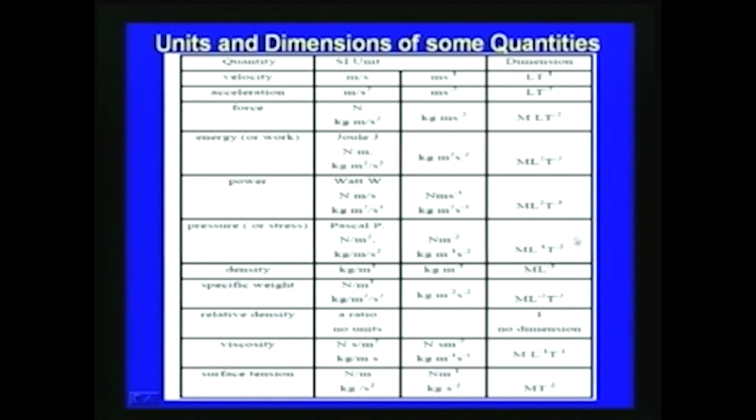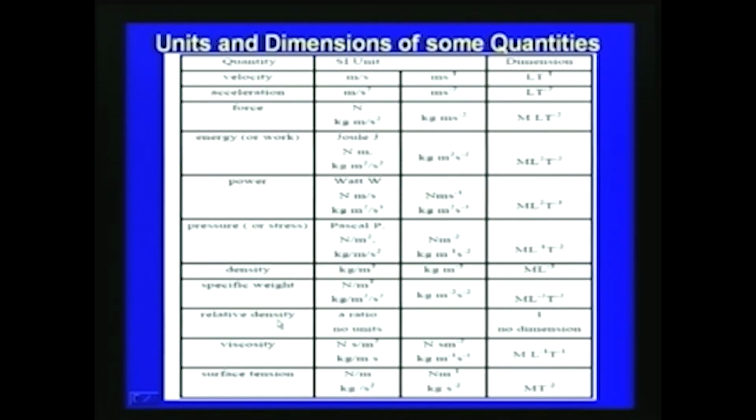Then pressure or stress, the unit is Pascal or Newton per meter square, and its corresponding dimension is m L to the power minus 1 t to the power minus 2. Next one is density, its unit is kilogram per meter cube, and dimension is m L to the power minus 3. M stands for the mass, L stands for the length, and T stands for the time. And now for specific weight, unit is Newton per meter cube or kilogram per meter square per second square. So the dimension is m L to the power minus 2 t to the power minus 2.